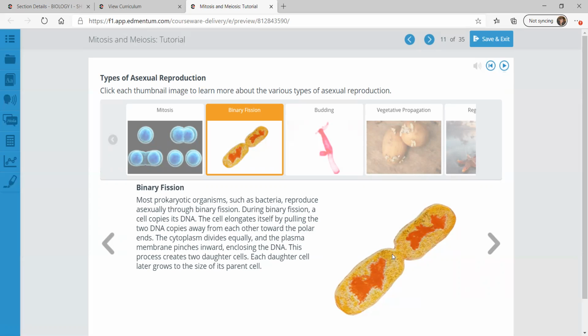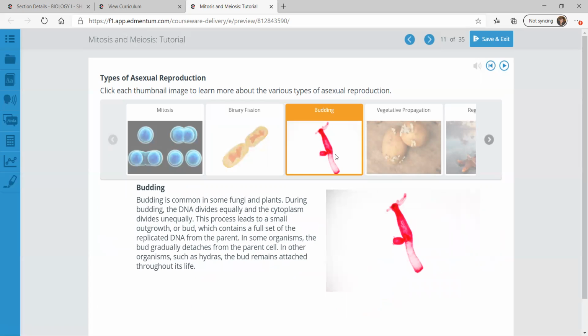the cytoplasm, as you can see here, divides equally, and the plasma membrane pinches inward, enclosing the DNA. This process creates two daughter cells. Each daughter cell later grows to the size of its parent cell. So one cell divides into two smaller cells, and then those cells grow to the normal size. And that's binary fission.